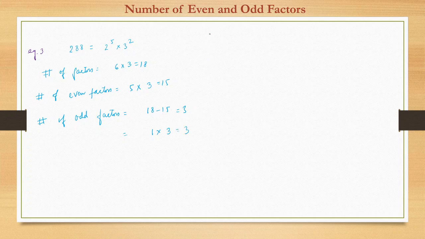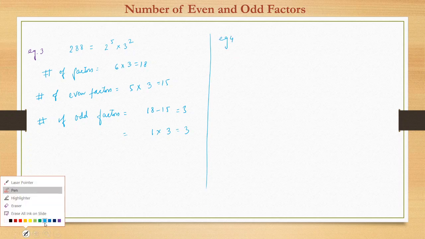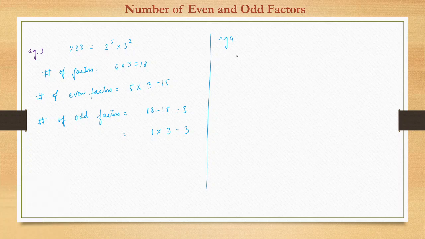So this we got. Let us take another example to build the concept here. Say n is equal to 3 raised to power 2 into 5 raised to power 3 into 7 raised to power 2, right? So what will be the number of factors? Number of factors is how many? 3 into 4 into 3, 36. What would be the number of even factors?